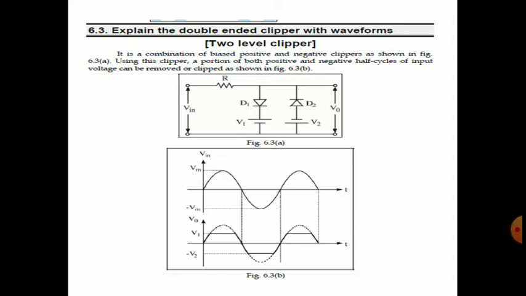Because whatever we have seen up to now, the circuits, biased clippers and unbiased clippers: in case of unbiased, the level is zero level, that is, VR is zero. We have applied zero reference voltage. But in case of biased clippers, we applied the bias voltage as VR, so VR is the level there. Now in this circuit, the two-level clipper, we have two reference voltages, VR1 and VR2. So that's why it is called a two-level clipper.